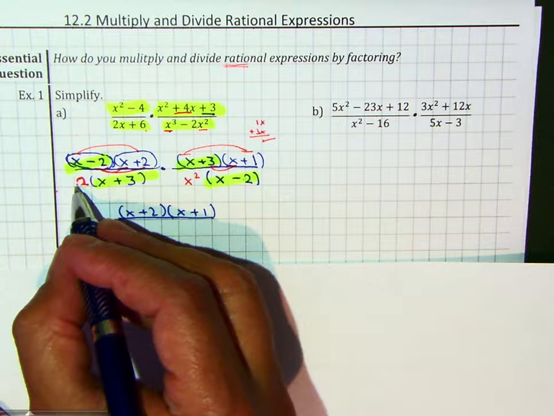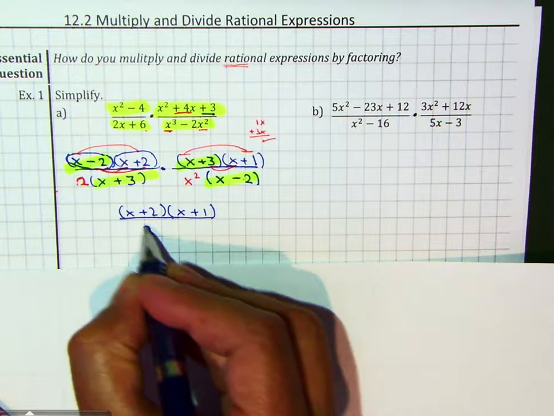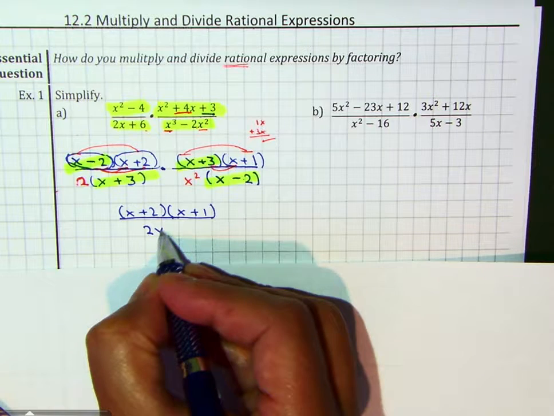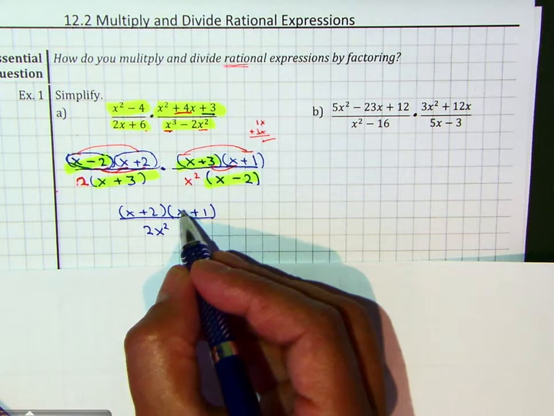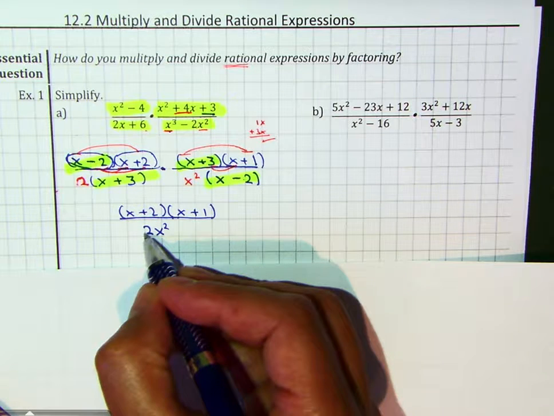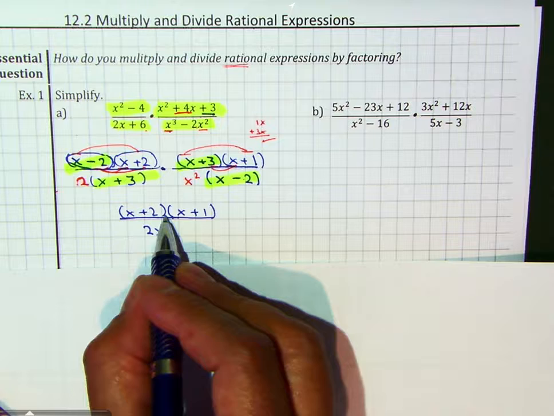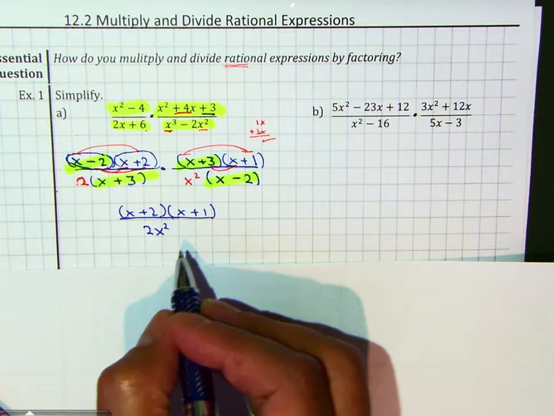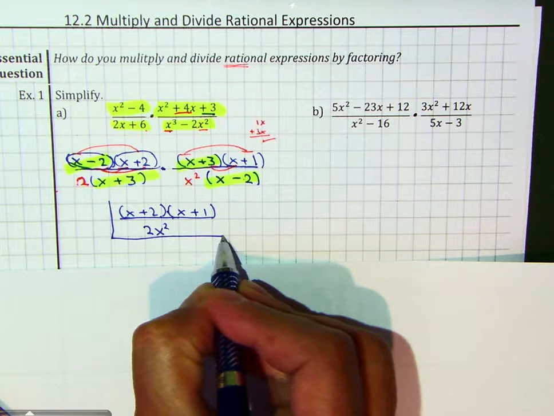My denominator, I have 2x squared. And they're multiplying, so I'm just going to multiply them together. It gives me 2x squared. Remember that I cannot cancel this 2 because of this plus. X plus 2 is together. It's a whole factor. So this will be my final answer.